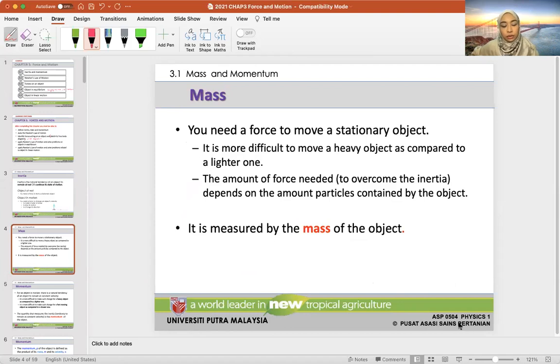Okay, so inertia is related to mass in the sense that if you have a bigger mass, your inertia is bigger. If you have smaller mass, your inertia is smaller. Saya kecil, so inertia saya kecil. Saja nak cerita, tak adalah. Tak ada, saya tak kecil pun. Okay, so inertia is related to mass, right? So if you are bigger in size, you have a bigger inertia compared to your friend that is smaller.